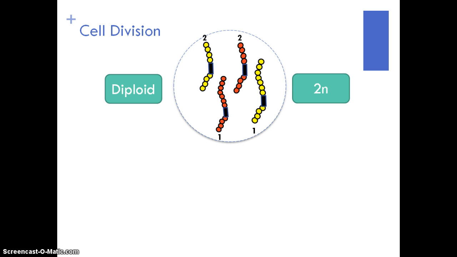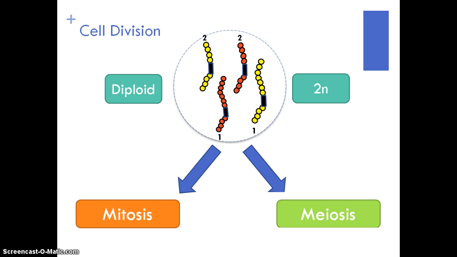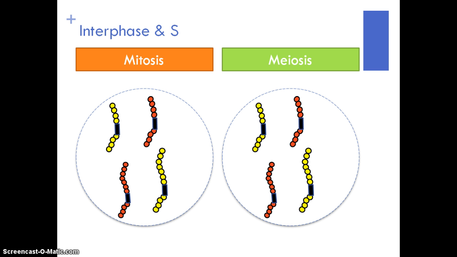Now, this cell can go through 2 different types of cell division. It can go through mitosis or it can go through meiosis, depending on which type of cells and which type of reproductive style the cell needs to use. So we're going to compare those 2 processes right now. So let's take a look at our original cell.